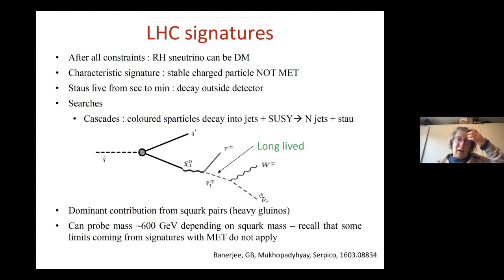So in this study, we considered a simple model, imposed some unification relation, and showed that we actually can probe masses up to the order of 600 GeV, depending, of course, on the squark mass, because if the squarks are very heavy, nothing can be probed. Recall, however, that this limit of the squarks being heavier than 2 TeV comes also from searches with missing ET, so they do not apply directly.